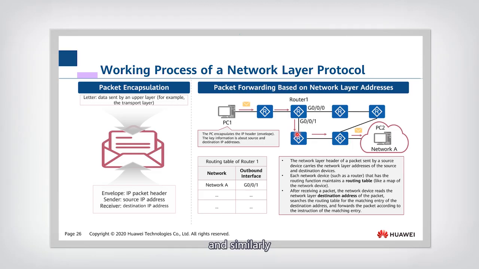Similarly, this router will check its routing table and find that the packet with this destination IP should go out through this link, and through this link it can finally arrive at the destination. So this function, checking the outgoing interface and forwarding the packet to that interface, is packet forwarding. This is the most important function in the network layer protocol.